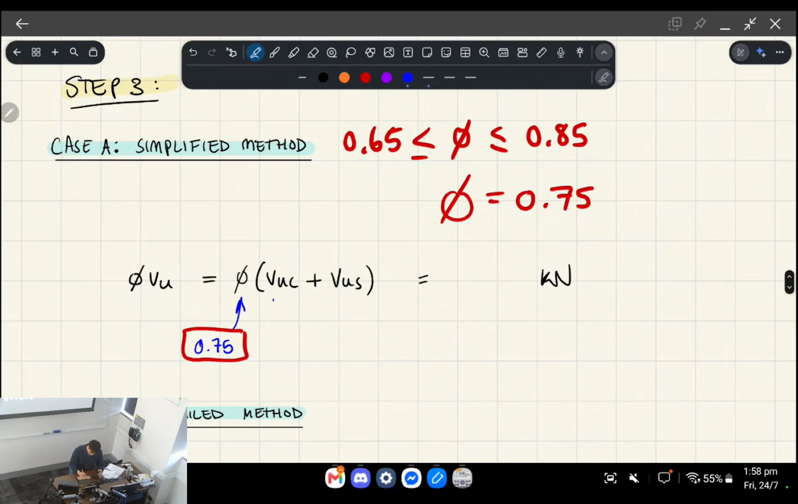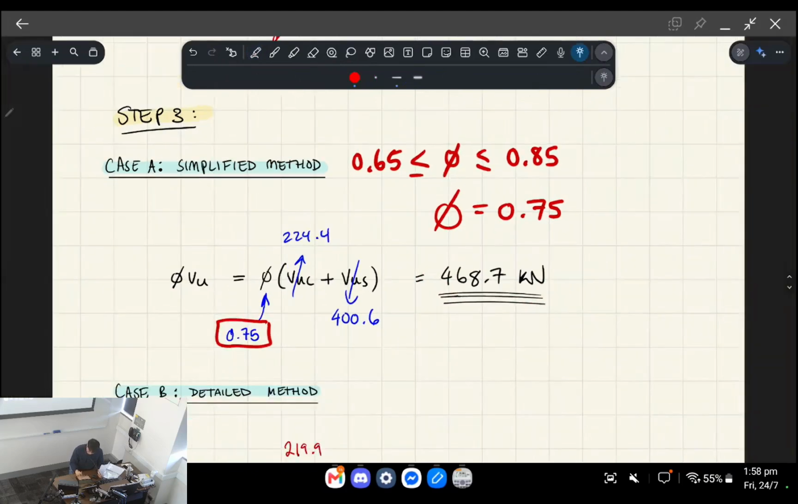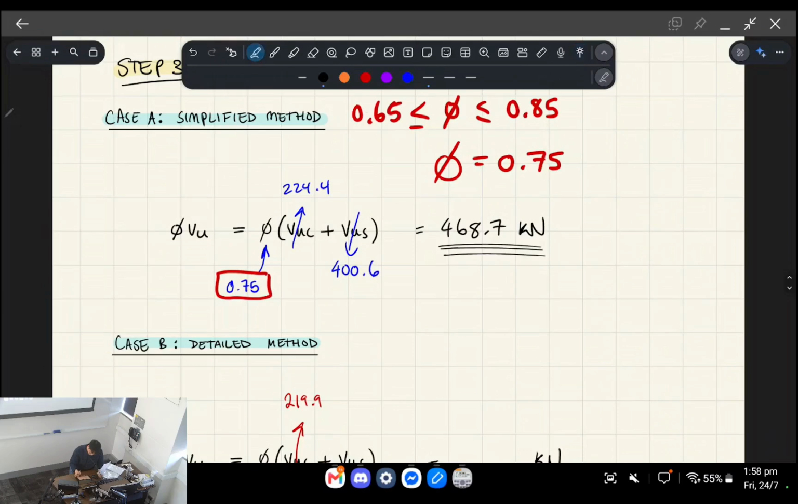All right, so we can plug in these values. VUC using the simplified method was 224.4. VUS using the simplified method was 400.6. And that gives us this as the capacity, right? Once you multiply this by 0.75, this answer is your factored capacity, okay? So that's for the simplified method.